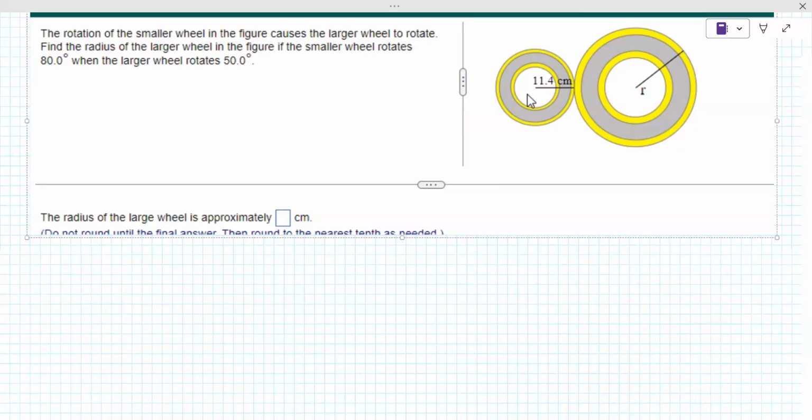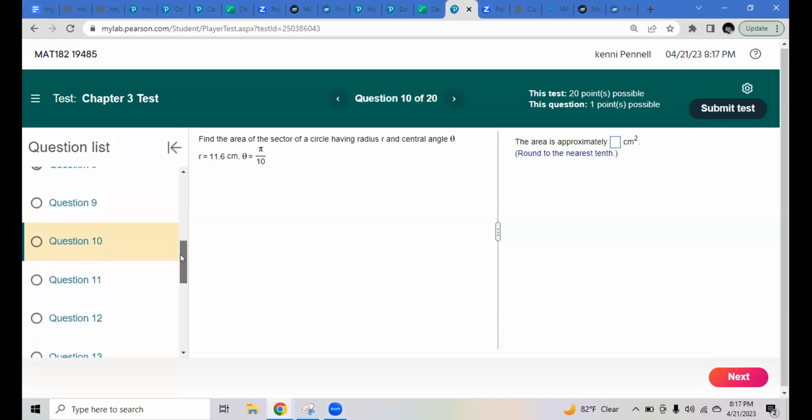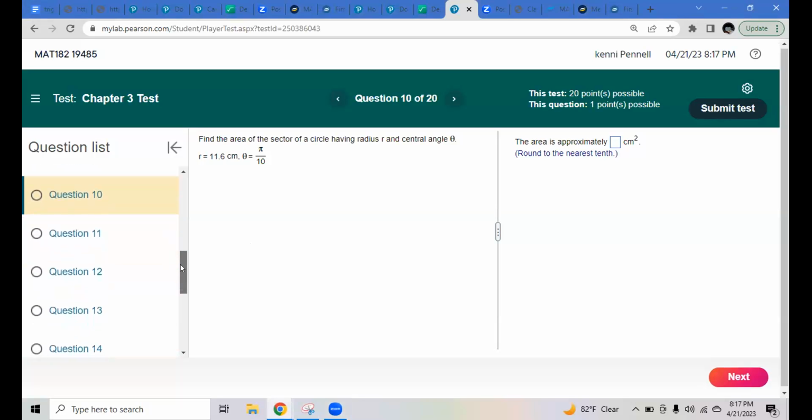Let me do the screen share. And our goal is just to get past the 60%, right? So if we get up to like 15 or 16 of these, that should be enough to move you through. Hopefully. Okay, so this is a good one to do here.